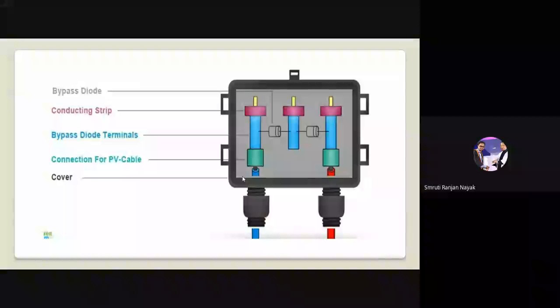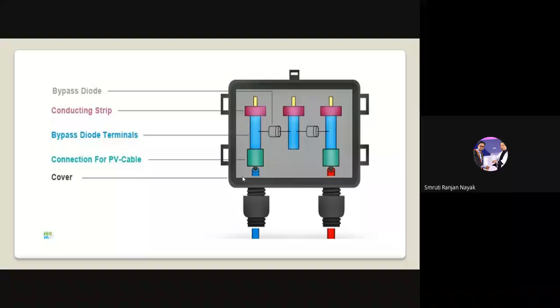So it is the backside of the junction box. One bypass diode is here, because in the night time the energy from the battery can never go out to the source. These are the conducting strips. The strips are there. The bypass diode terminals, this is the terminal, and connections for PV cables. These are the slots for connection of the PV cables, and one cover is there as a waterproof cover.